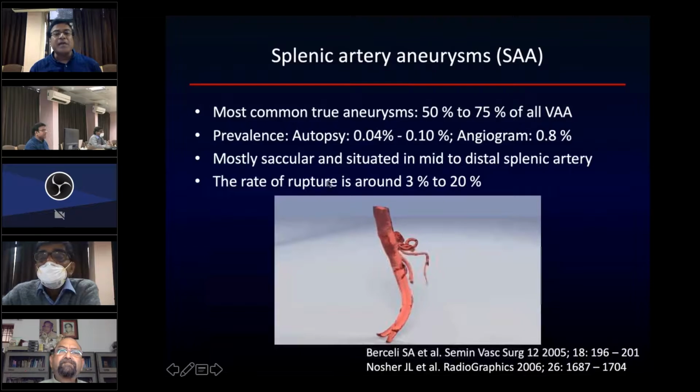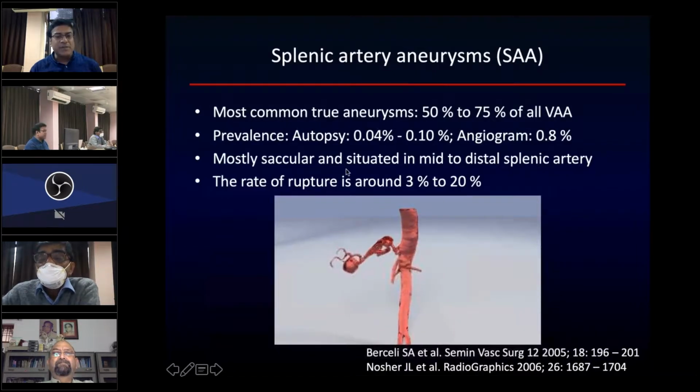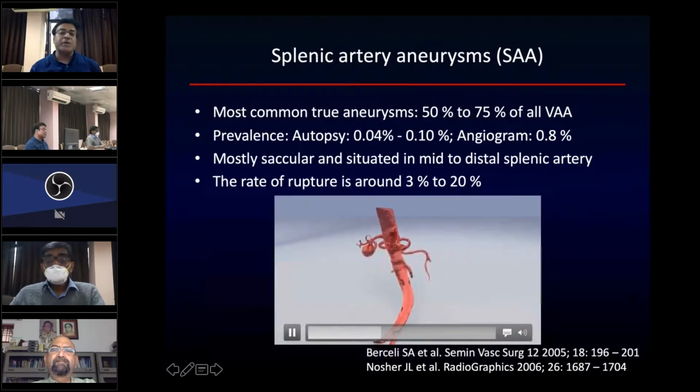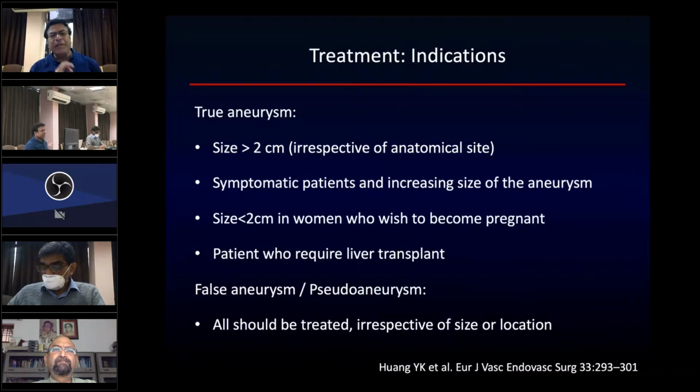So for splenic artery aneurysm, as you see on angiogram, prevalence is 0.8%. These are mostly saccular and situated in the mid to distal splenic artery. The rate of rupture in splenic artery aneurysm is around 3 to 20%. Treatment indications for a true aneurysm are if the size is more than 2 centimeters, or symptomatic patients. If the size is less than 2 centimeters in a pregnant female, you need to obliterate it. And patients who require a liver transplant again need obliteration. All pseudoaneurysms should be treated irrespective of size or location. The reason is the high risk of rupture and high risk of mortality after rupture.